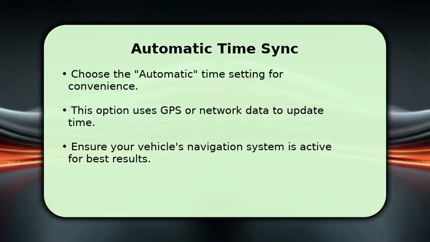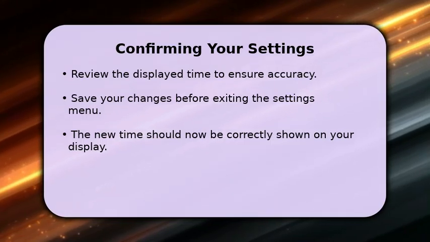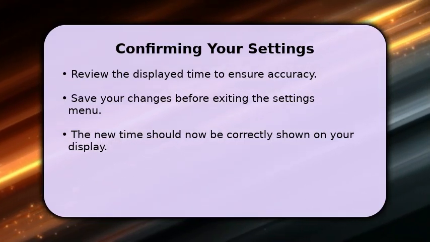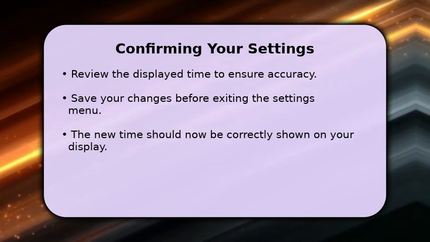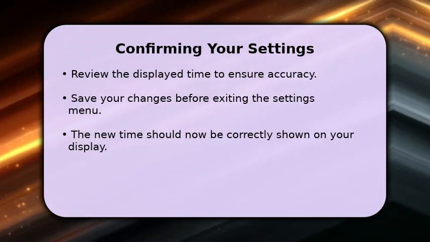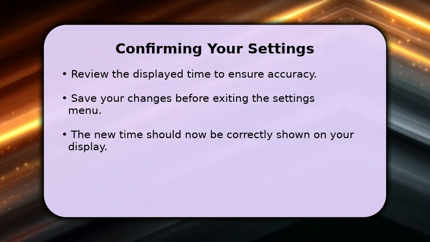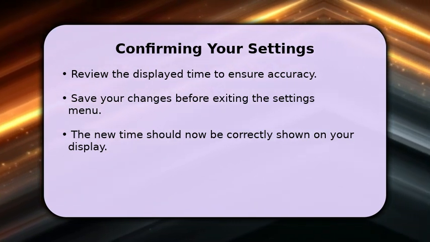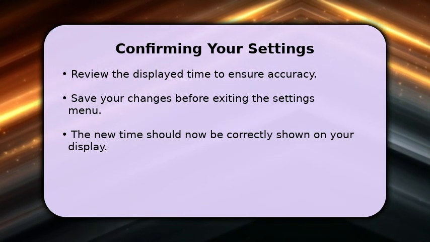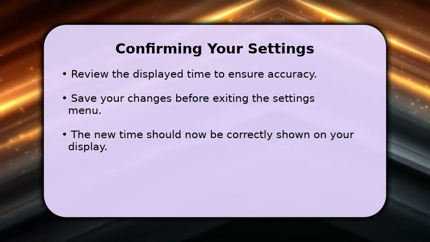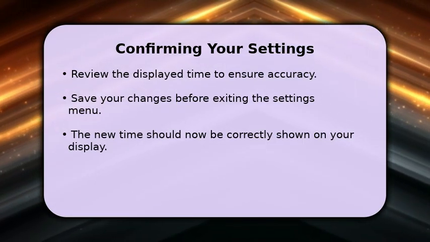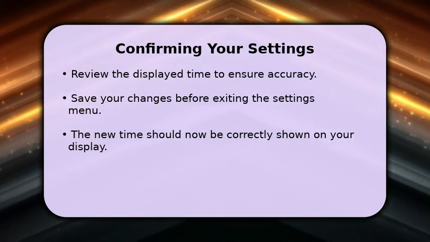manual input. Once you have made your desired adjustments, whether manual or automatic, it is crucial to confirm your settings. Take a moment to review the displayed time on your central screen to ensure it is correct. Then, look for a Save or Confirm button to apply your changes. After saving, the new, accurate time will be prominently displayed on your Mercedes C-Class dashboard, ready for your next journey.